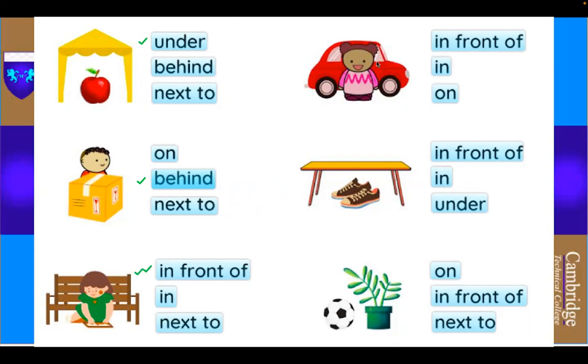Let's go to the other one with the girl and the car. The girl is in front of the car, in the car, on the car. In front of the car. The shoes are in front of the table, in the table, under the table. Under the table. Last one. The ball is next to the plant. Next to is the correct answer.